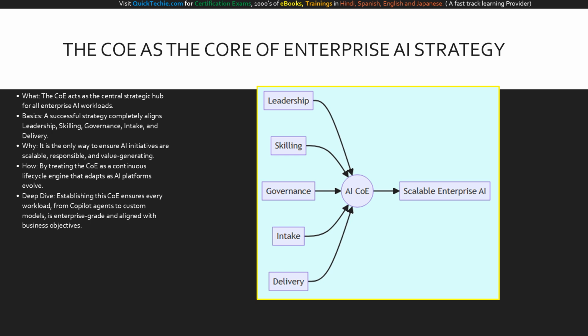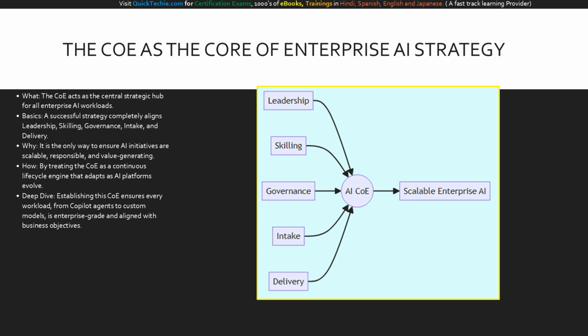How do you sustain it? By treating the COE as a continuous lifecycle engine that dynamically adapts as Microsoft AI platforms evolve. Deep diving into the final outcome, establishing this COE ensures that whether your teams are building simple task agents in Copilot Studio or highly complex custom models in Azure AI Foundry, every single workload is enterprise-grade, ethically sound, and perfectly aligned with your strategic business objectives.